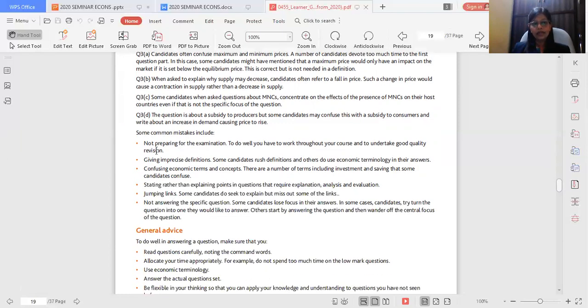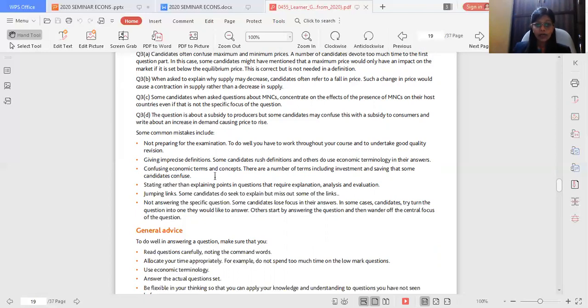So these common mistakes include not preparing for the examination. To do well, you have to work throughout your course and undertake good quality revision, giving imprecise definitions. Alright, I already passed you the glossary. Go through your glossary. When you're watching TV, just put it on your lap, memorize or understand two to three definitions and that will do. I'm not asking you to cover everything. I know you have other subjects to concentrate on as well. So you have to play smart, people. You really need to allocate your time.